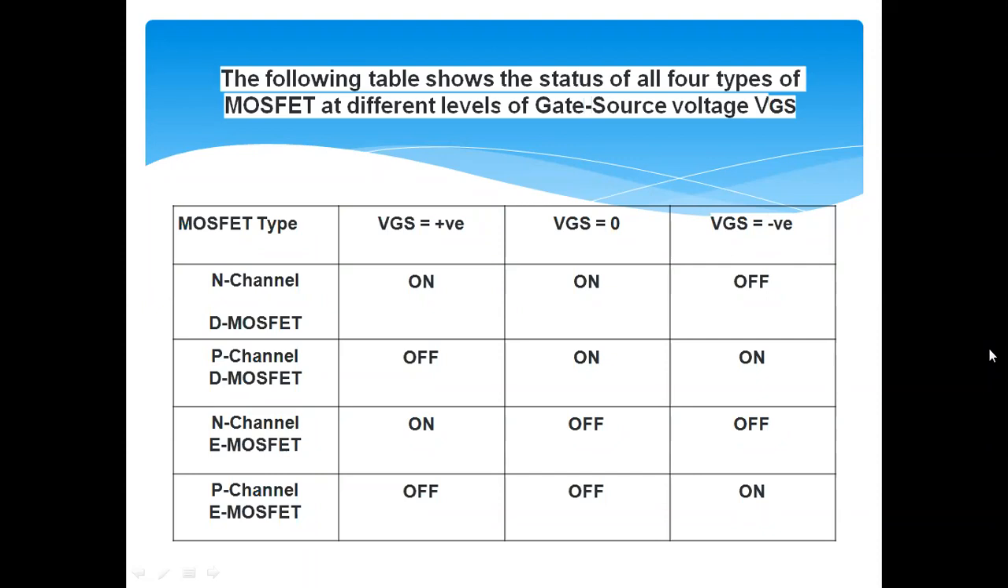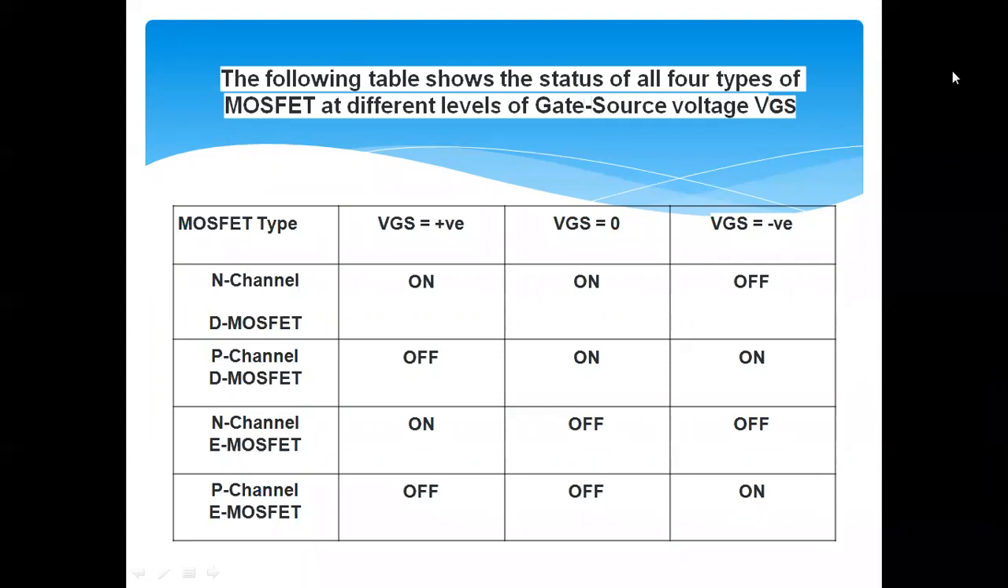First is the N channel D MOSFET. Whenever VGS is positive, it's on. When VGS is 0, it's on. And when VGS is negative, it's off. Regarding the N channel D MOSFET, these are the conditions. Same for the P channel depletion MOSFET. When VGS is positive, it's off. When VGS is 0, it's on. And when VGS is negative, still it's on, meaning it can work in the negative region also.